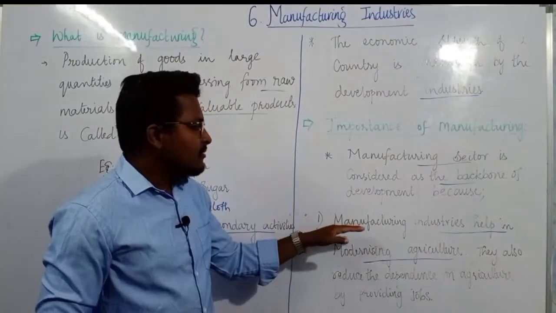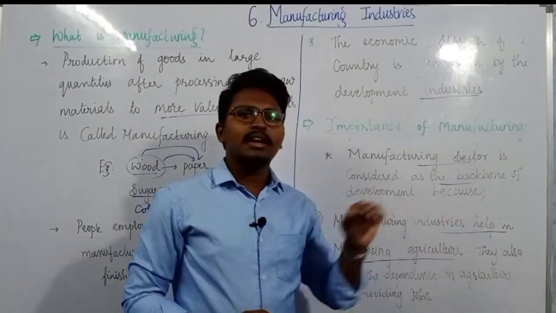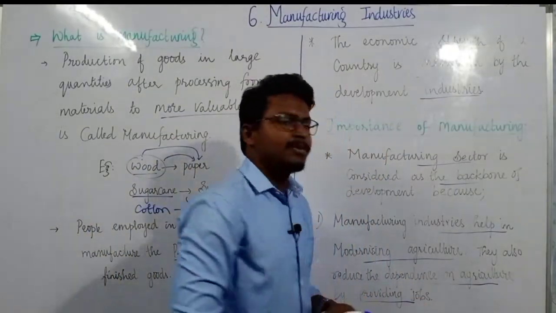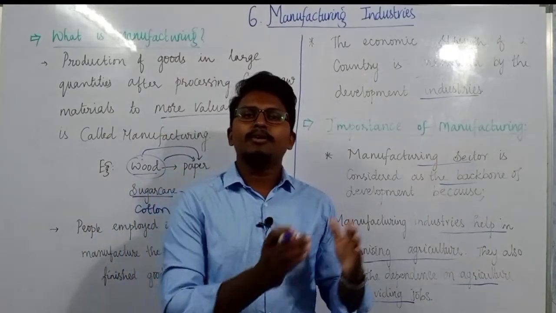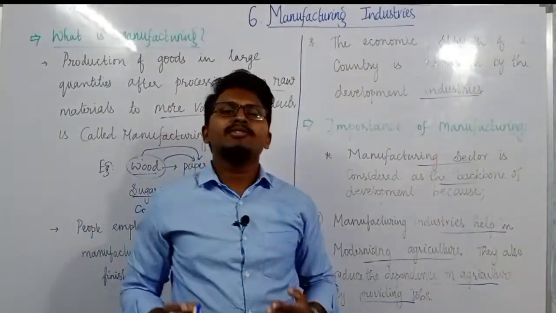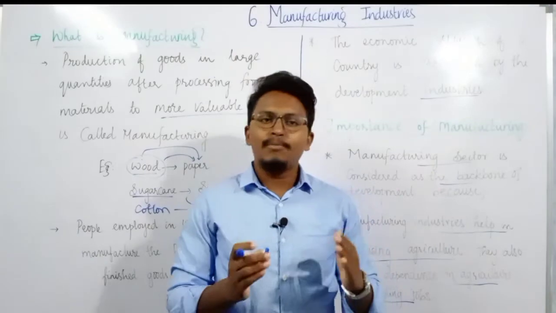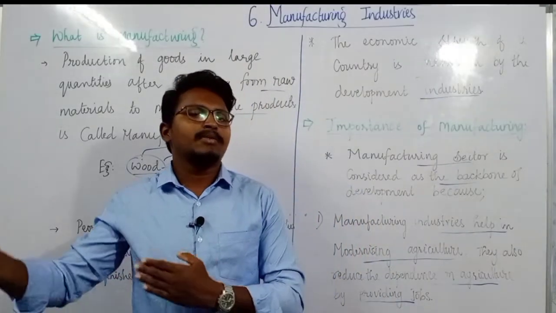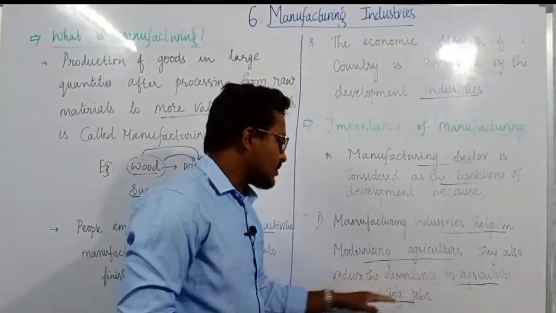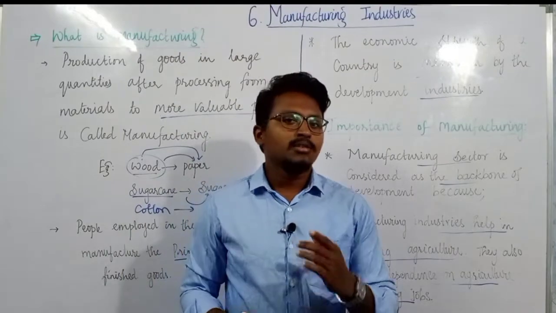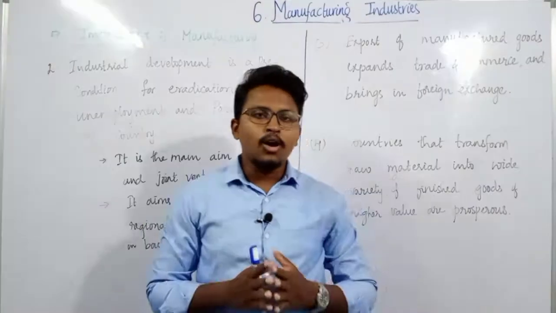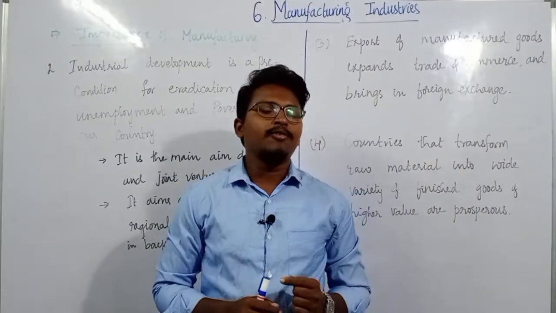So we can say that manufacturing industries help in modernizing agriculture, and they also reduce the dependence on agriculture by providing jobs. We all know most of the people in India depend upon agriculture. But if the number of industries is increasing, it reduces the dependence on agriculture and people can shift towards the industrial sector, or sometimes the tertiary sector. So you can say it reduces the dependence on agriculture by providing jobs. So next we will see the other importance of manufacturing industries.